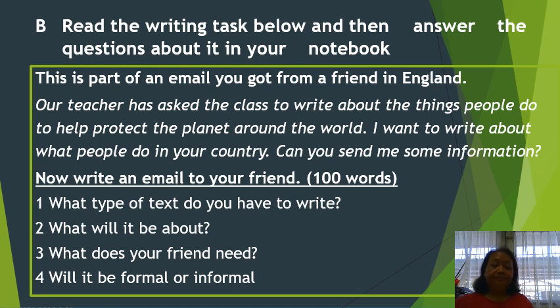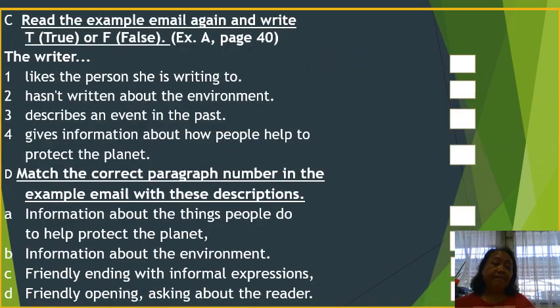Now, exercise C. You have read the example email, or the sample email. Let's answer some questions about it. Read the sample email again and write T for true or F for false. Right? So exercise A on page 40. Let's read this together. Okay. The writer likes the person she is writing to. Do you think this is true or false? The writer likes the person she is writing to. It's true. Good.